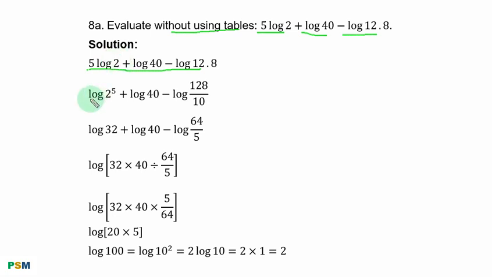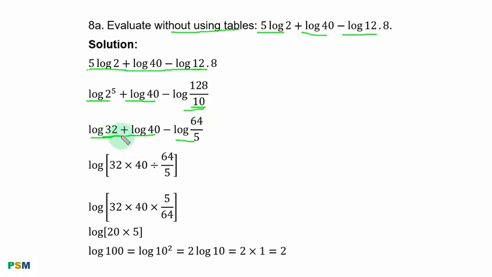So you have log 2 power 5 plus log 40. You convert this from decimal fraction to ordinary fraction. You have log 32, that is 2 power 5, plus log 40 minus log 64 over 5, if you reduce this fraction.